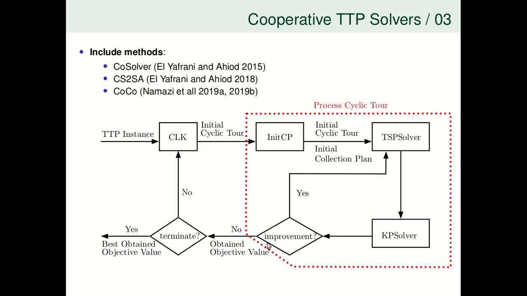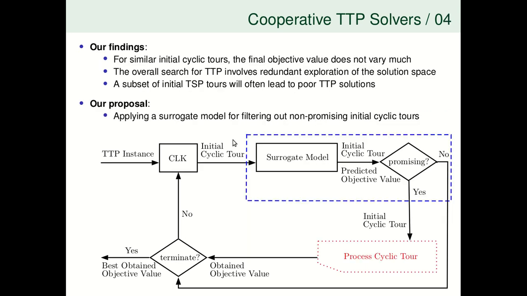If there is not any improvement on the given solution and there is enough time, the whole search restarts by generating another initial cyclic tour. However, we found that for similar initial cyclic tours in these methods, the final objective value does not vary much. So the overall search for TTP involves redundant exploration of the solution space, and a subset of initial TSP tours will often lead to poor TTP solutions.